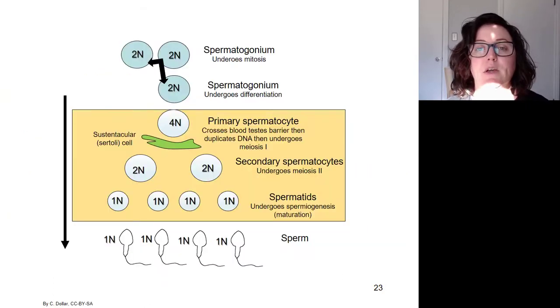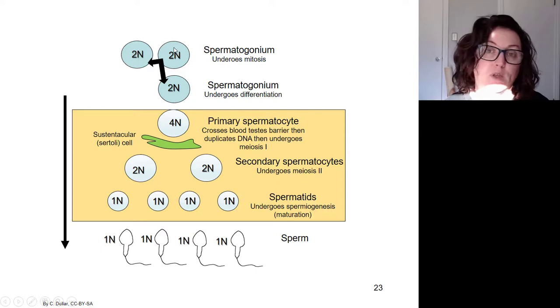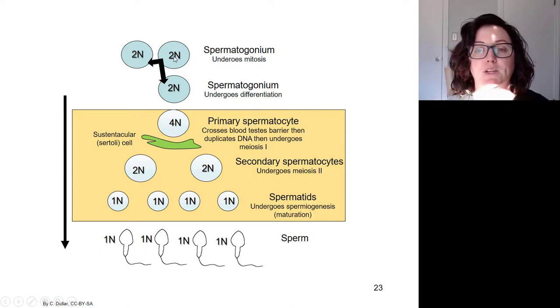Here we can see a pictorial representation of the process of spermatogenesis. Here we have our starting spermatogonium, that's singular for Spermatogonia, and it undergoes mitosis, so we get 2 cells. One of the cells is retained so that we don't run out of stem cells for this process, and the other one is going to differentiate, becoming a primary spermatocyte.